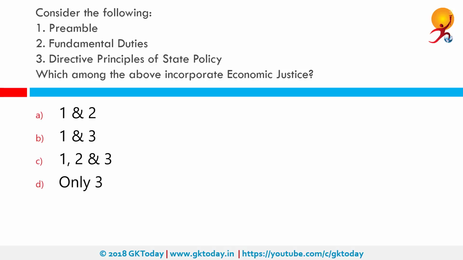Consider the following: 1. Preamble, 2. Fundamental duties, 3. Directive principles of state policy. Which among above incorporate economic justice? The correct answer is 1 and 3, that is Preamble and Directive Principles of State Policy. So Directive Principles of State Policy aim to create social and economic conditions under which the citizens can lead a good life. They also aim to establish social and economic democracy through a welfare state. The preamble itself mentions justice on social, economic, and political grounds. So these two incorporate economic justice.